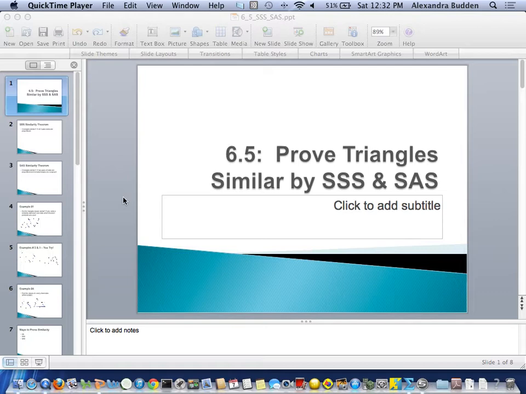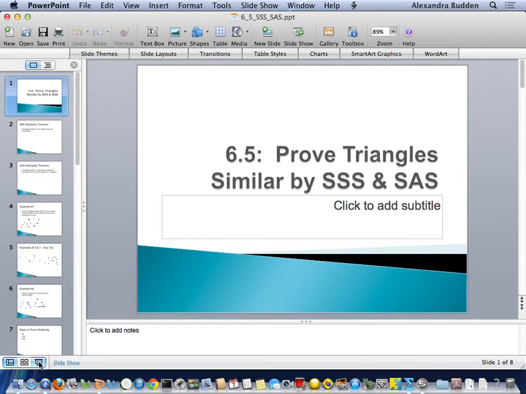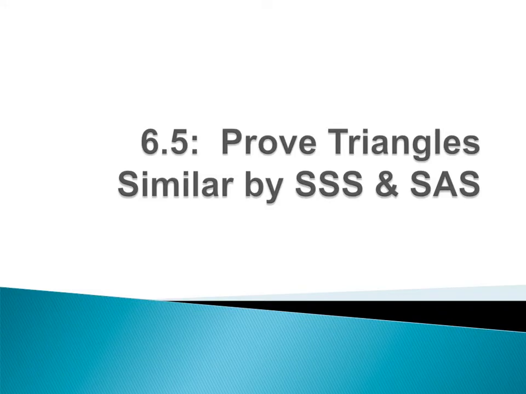Today we are taking notes on Section 5, which is Proving Triangles Similar by SSS and SAS. Previous to this video, we have proved triangles similar using AA, angle, angle. As you can probably guess, SSS is side, side, side, and SAS is side, angle, side.